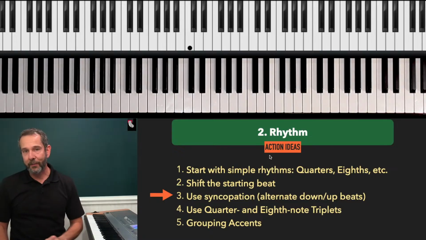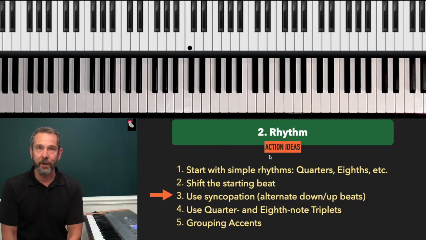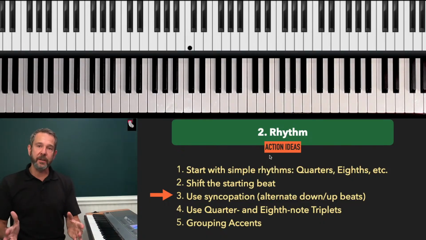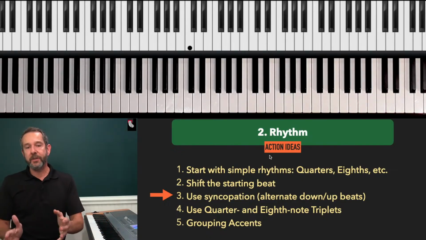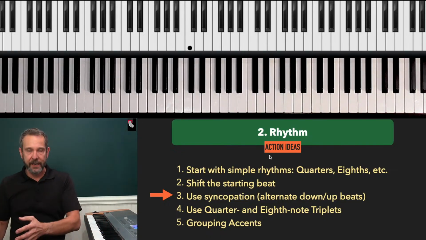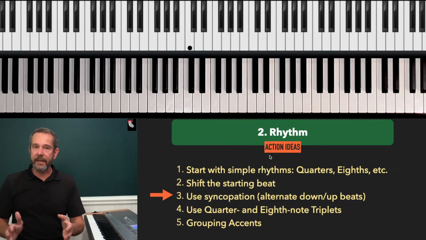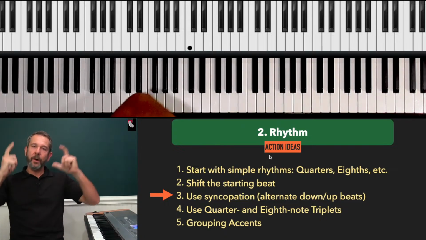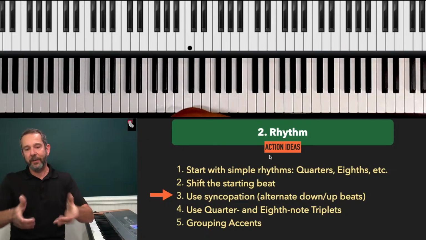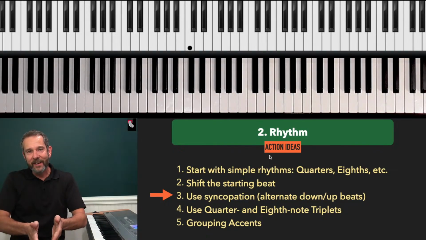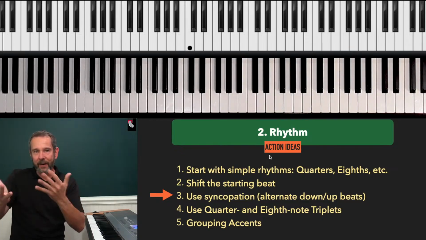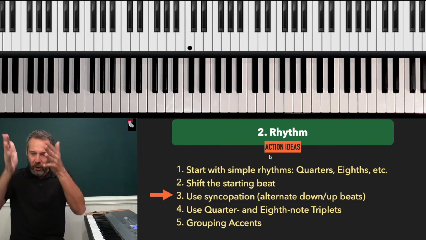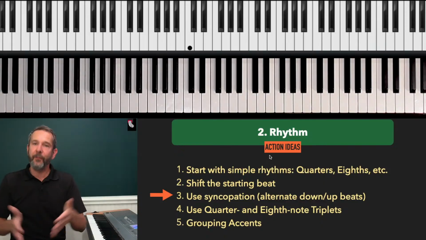Using syncopation, number 3. This is a great way of adding some excitement into your improvisation. Syncopation, if we were to boil it down, is basically the alternation between downbeats and upbeats. Another way of looking at syncopation is think about where your phrases start. If they're always starting on a downbeat, versus starting on an upbeat, and then shifting back and forth between down and upbeats.